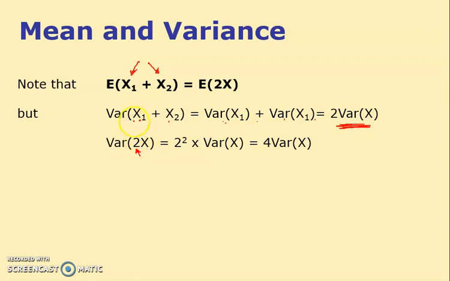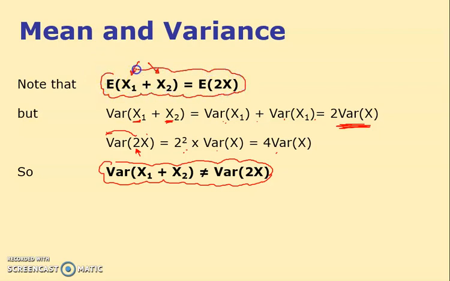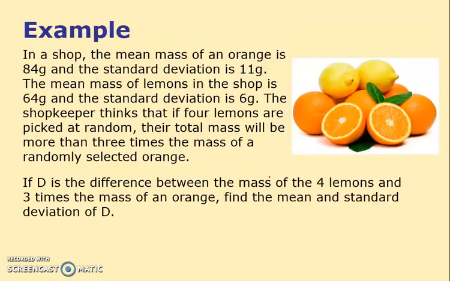notice now it's not just one observation plus another observation. It's the same observation, but I've doubled it. Now on this occasion I can bring the 2 out to the front, and when I do I have to square it. 2 squared is 4, and therefore it's 4 var of x. And therefore what I can conclude here is the variance of x1 plus x2 is not equal to the variance of 2x, whereas the expectation of x1 plus x2 is equal to the expectation of 2x. This works, this doesn't. Make sure you know that.